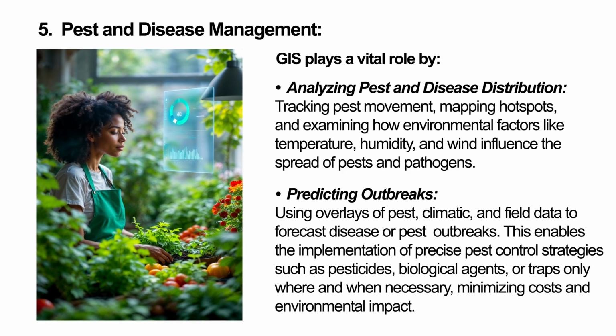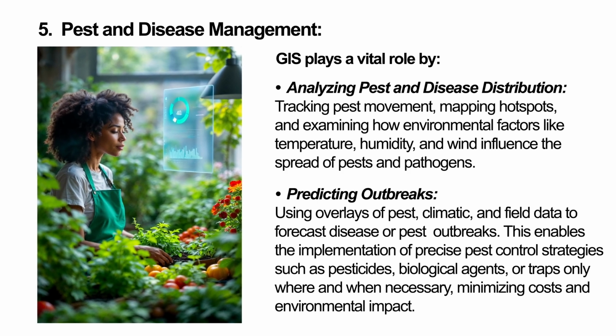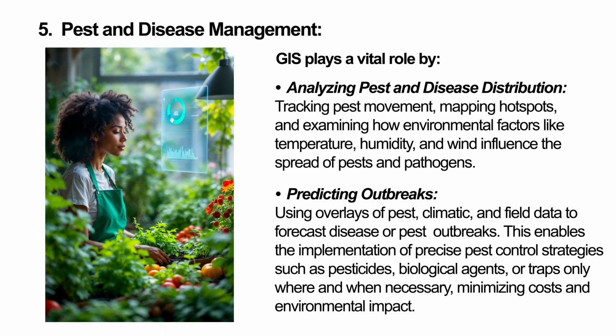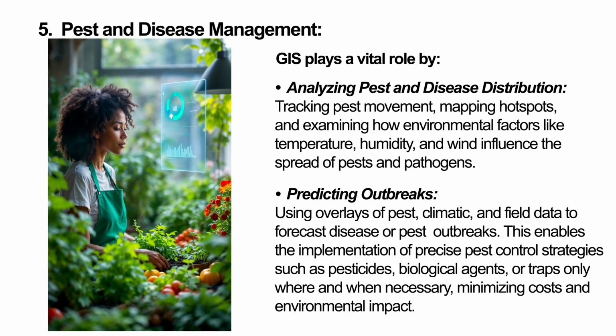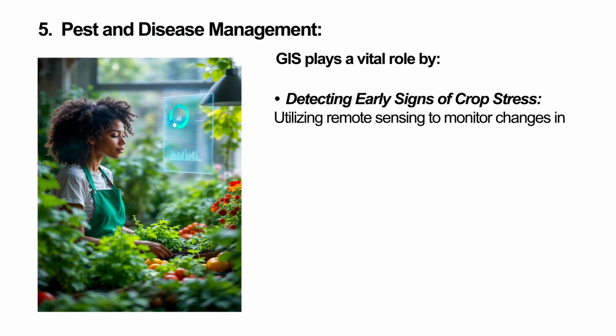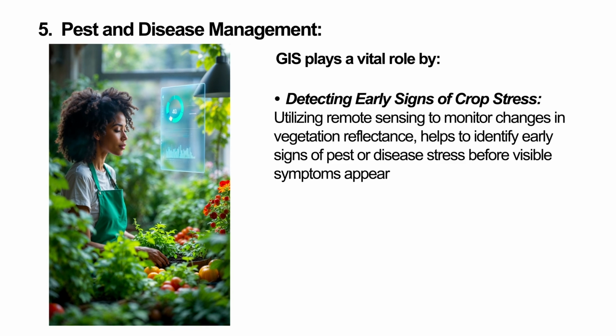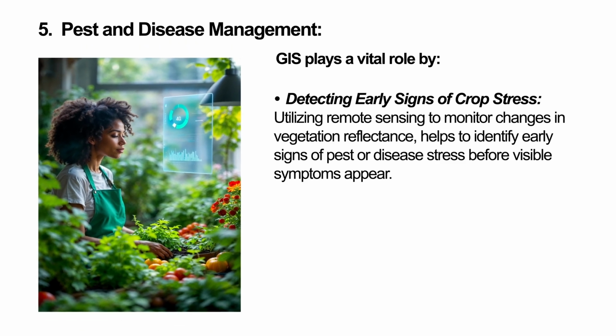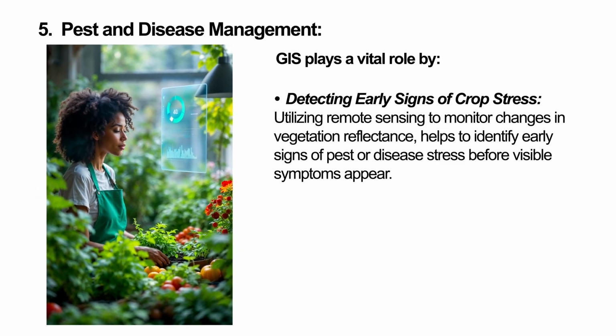This enables the implementation of precise pest control strategies such as pesticides, biological agents, or traps only where and when necessary, minimizing costs and environmental impact. Detecting early signs of crop stress. Utilizing remote sensing to monitor changes in vegetation reflectance helps to identify early signs of pest or disease stress before visible symptoms appear.